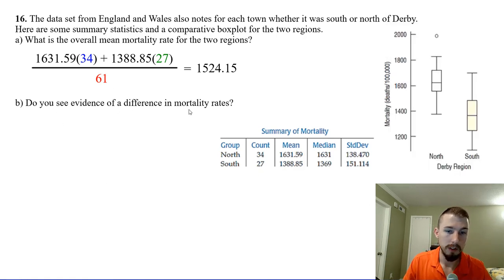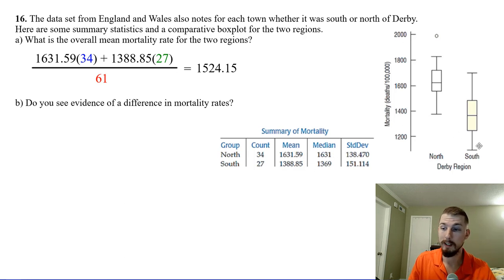So do you see evidence of difference between mortality rates? Yeah, I would say so, because if we look at the mean, it's significantly higher, but the mean might not be appropriate if it's not unimodal and symmetric. So even if we look at the median, which is the more conservative measure of the center, which is what we would use for anything that's not unimodal and symmetric, even that one is higher as well.